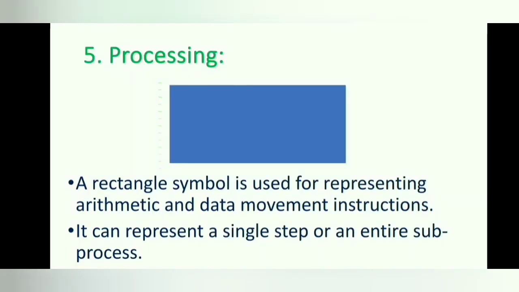Processing. A rectangle symbol is used for representing arithmetic and data movement instructions. It can represent a single step or an entire subprocess. This symbol is also known as assignment statement symbol. Within the assignment symbol, the assignment operator such as equal sign or left pointing arrow is used for data movement. At the right hand side of the assignment operator is an expression whose value must be stored in the variable at the left side.